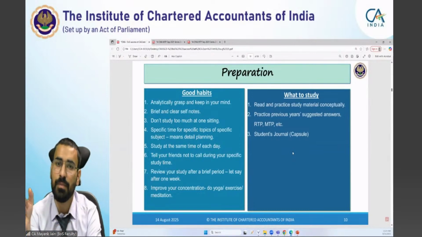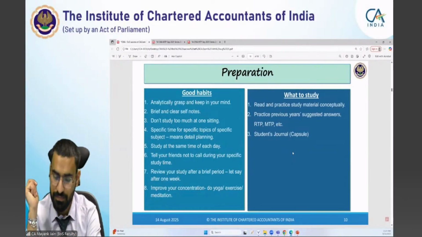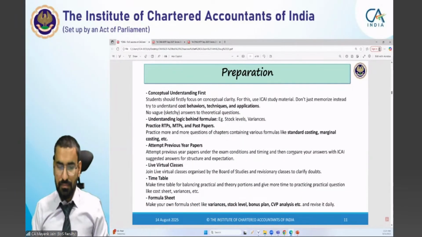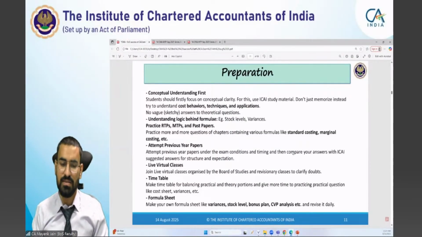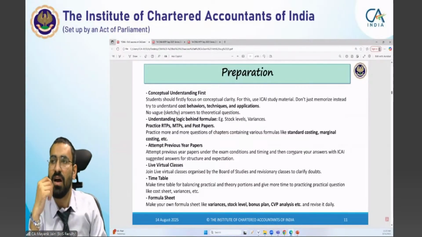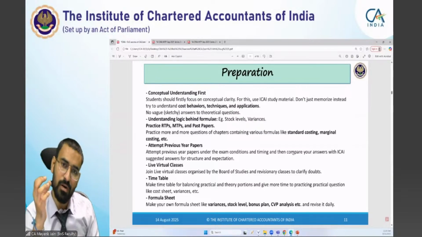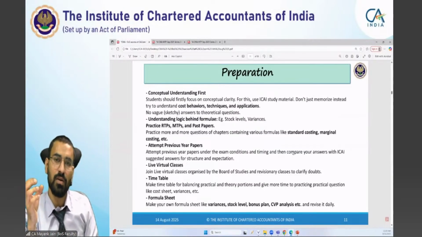Whenever you complete your chapter, go through the saransh in the last. It is a quick summary notes. It will help you to go through the chapter within some minutes. This I've already discussed. Conceptual understanding is a must. Understand the logic behind every formula, especially in standard costing and the stock levels: how the maximum stock level is derived, how economic order quantity is derived, how standard costing formulas are calculated, what is the reason behind that formula. Practice questions, practice previous year question papers.